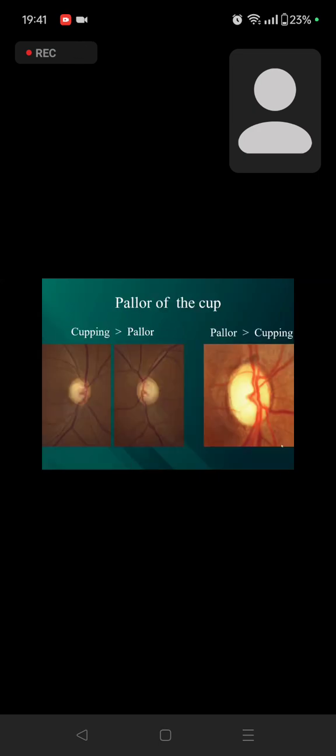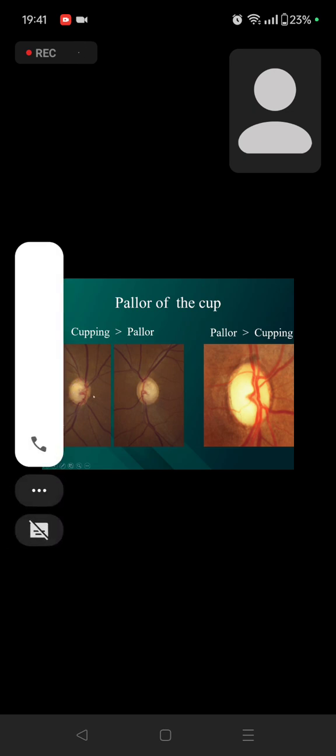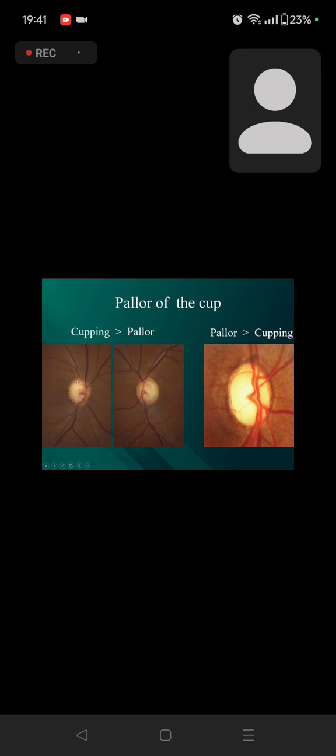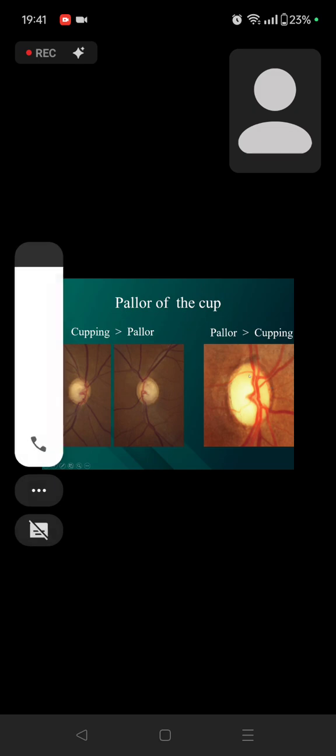Now next, we come to the pallor versus the cup. So cup, I told, is a central depression, and this is the neuroretinal rim which is present between the disc margin and the cup. And in cases of glaucoma, this cupping will be more prominent than the pallor. Whereas in non-glaucomatous, some neurological conditions, the pallor will be more pronounced than the cupping.